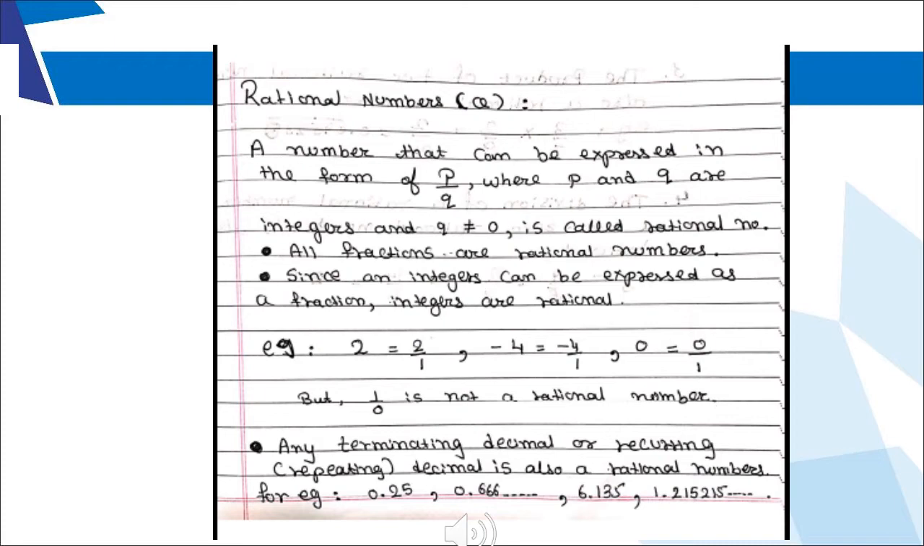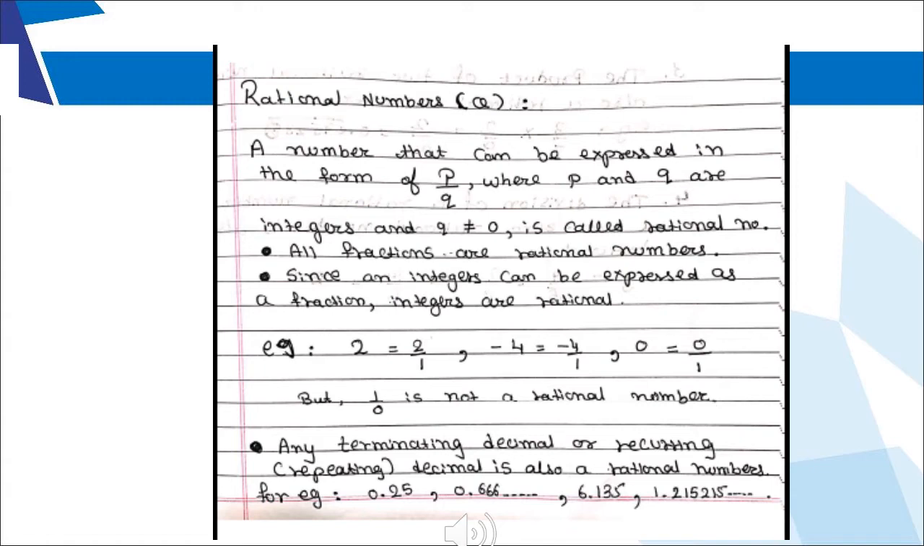Rational numbers are denoted by capital letter Q. You have to remember this. Okay, so what are rational numbers? A number that can be expressed in the form of p upon q, where p and q are integers and q should never equal 0, is called a rational number. Now children, I repeat, p is your numerator and q is your denominator. So at the place of numerator and denominator, there should always be an integer. But one exception you have to remember is a denominator can never be 0.